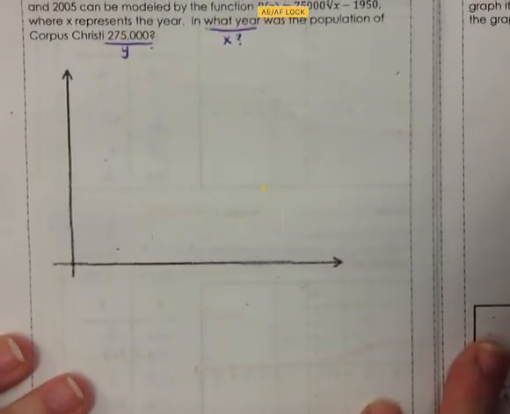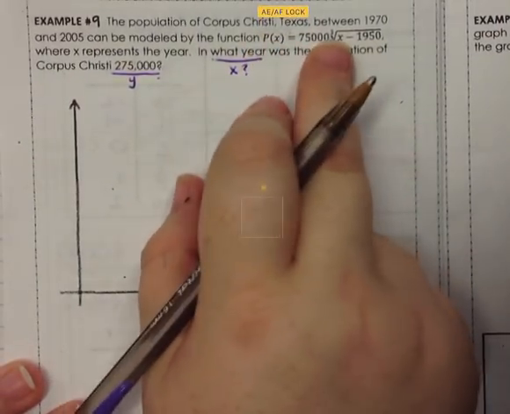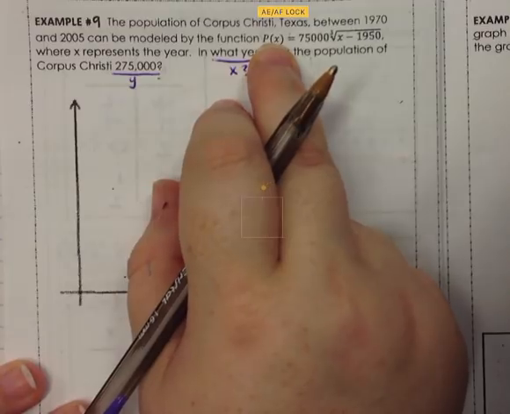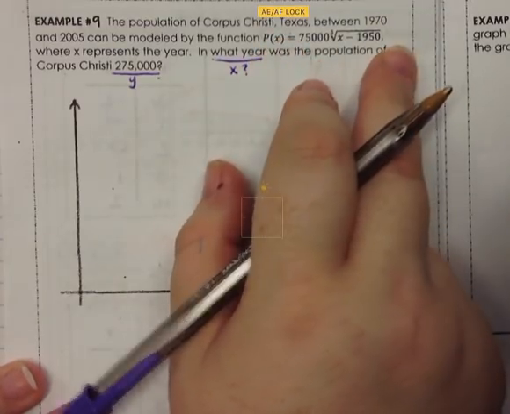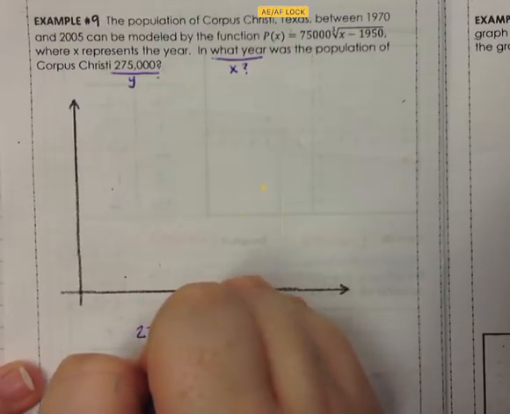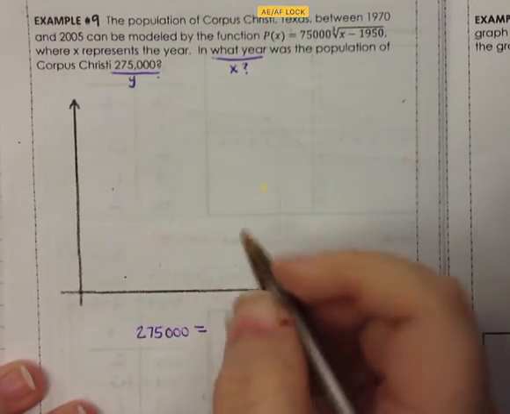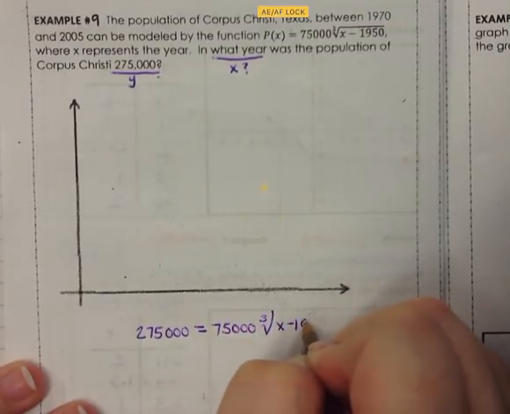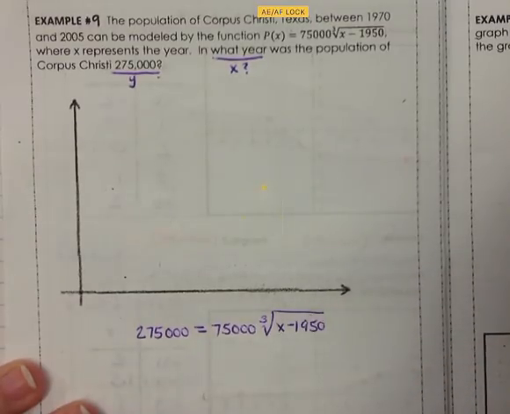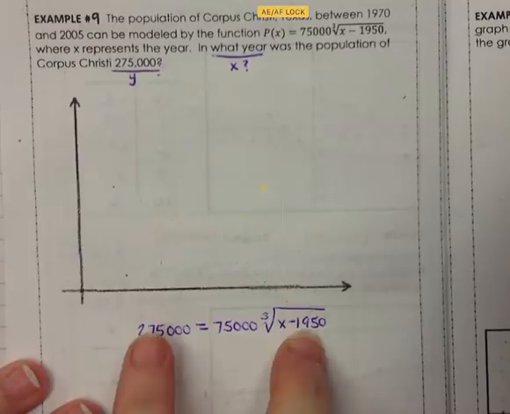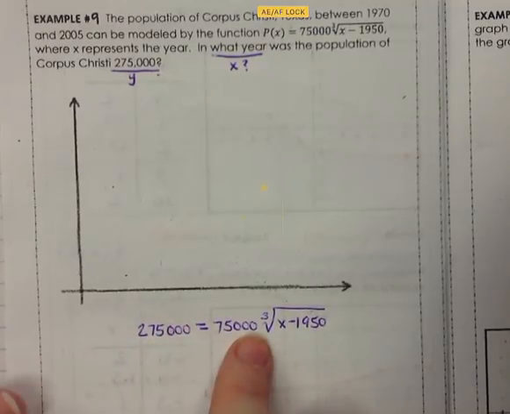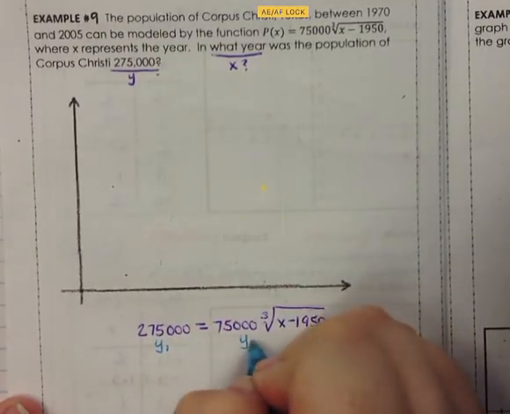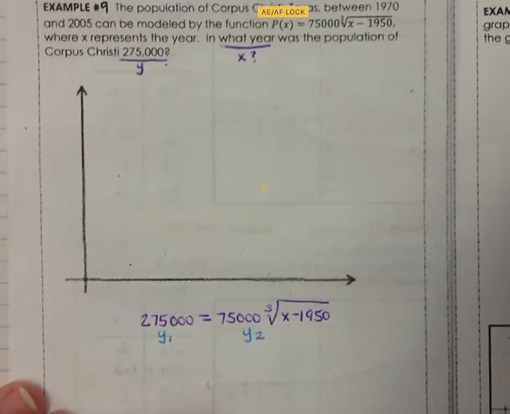We have the equation, but we do know our y value. We don't know our x. So what we do is plug in our y value that we do know and set it equal to the equation. So we have 275,000 equals 75,000 cube root of x minus 1950. If we have an equation, we can solve it in our calculator by graphing them, putting the first one into y1, and the second one into y2. And then we find the intersection of it.